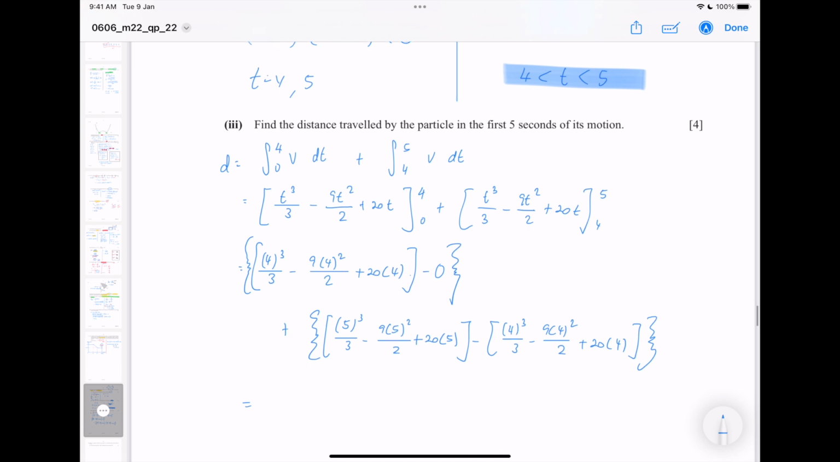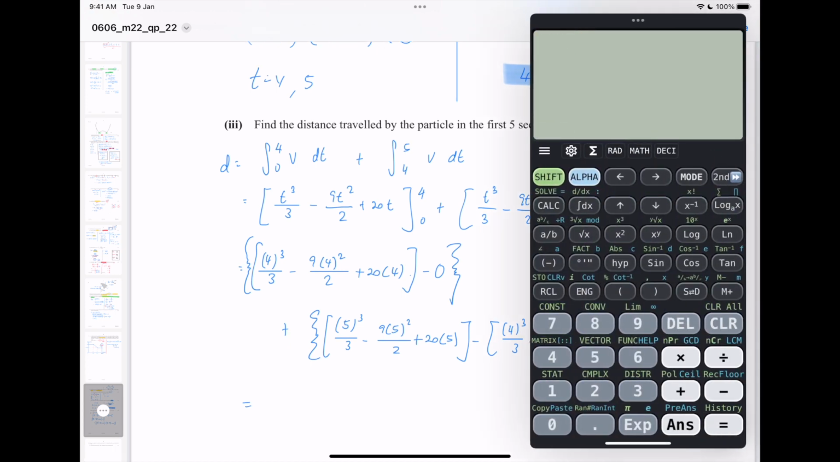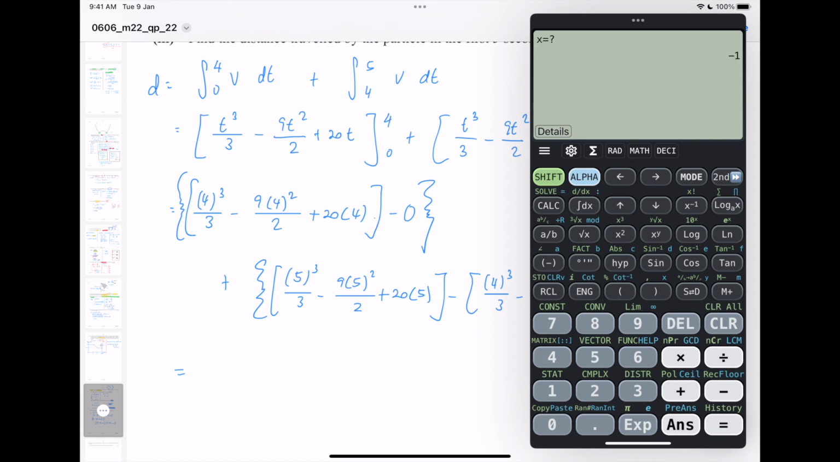I'm lazy, so I'm just going to type the function. One over 3 x cubed minus 9 over 2 x squared plus 20x. If you don't know how to use this, please don't. So that's the function. What I'm going to do is just substitute whatever I want. Calculate 4: 29.33. So that's 29 and a third, minus 0.